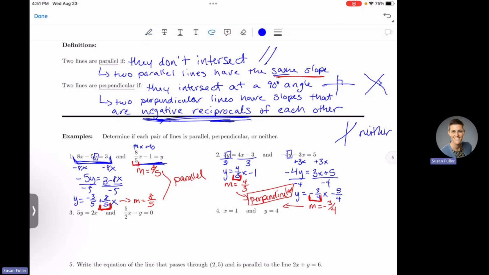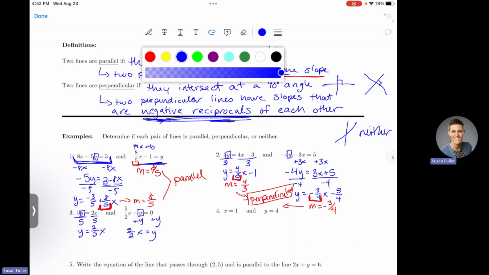Okay, let's try the next one. Again, I need to get y on its own, so I'm going to divide by 5 here, and I'm going to get y equals 2/5 x. And I want y by itself here. I can move the 5/2 over and then divide by a negative, but I'm actually just going to add y to both sides because then my y's will be on one side and everything else will be on the other. So 5/2 x equals y. In both of these, I have y by itself, so I have y equals mx plus b.